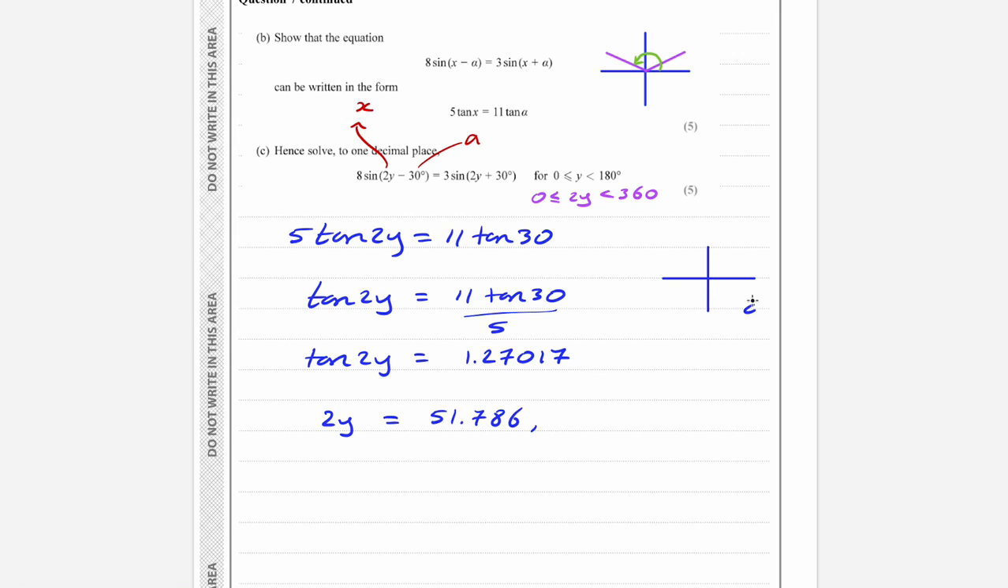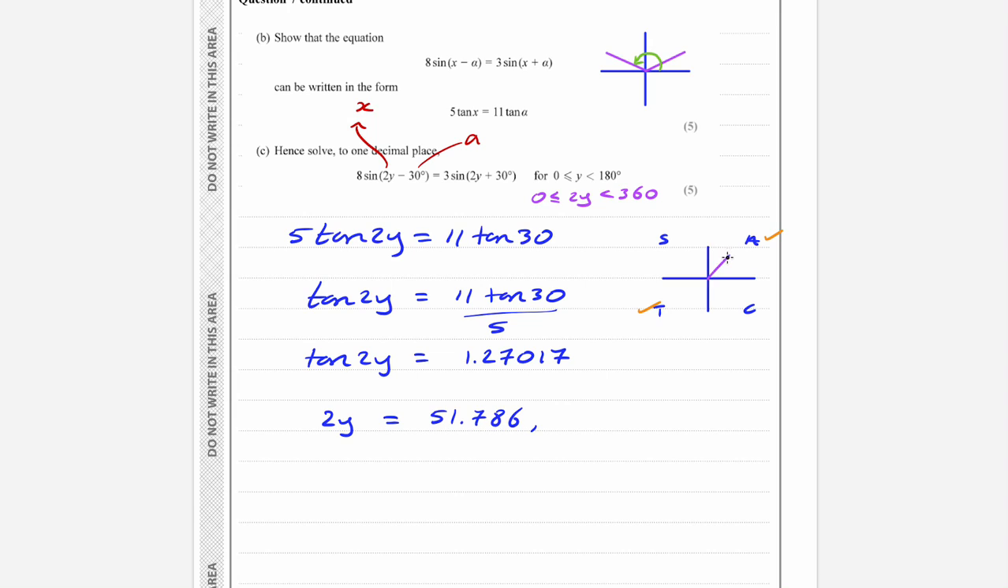Okay, CAST diagram, C-A-S-T. Where can 2y be? Well, it's positive, so 2y has to be in the A or in the T quadrant. Now, y is between 0 and 180, but 2y is between 0 and 360, so I can use this quadrant here. So 2y is 51.786, or that would be this guy here.